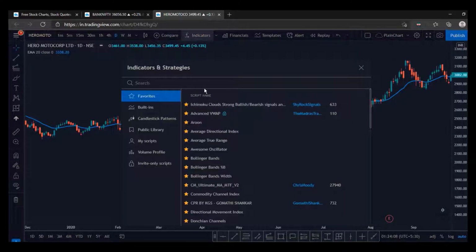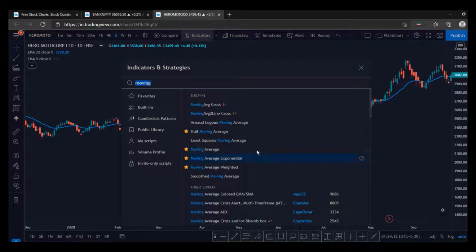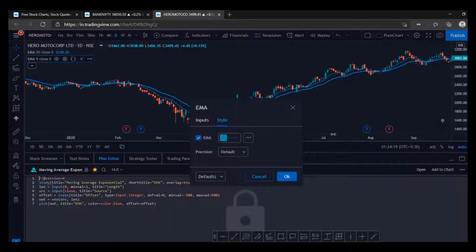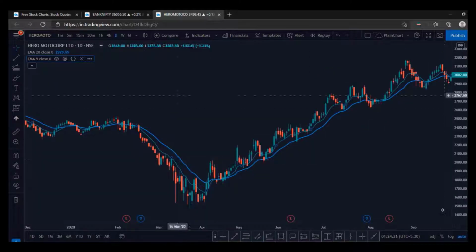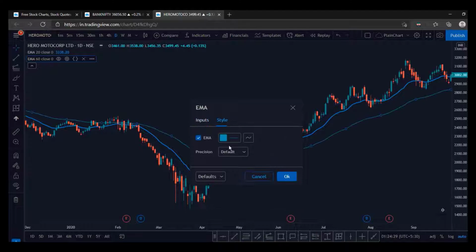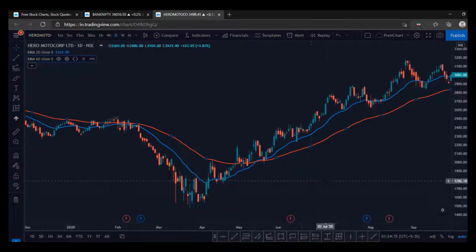Then select another moving average, exponential again, and this is going to be our slow moving average. I'll make it 60 days and I will choose a different color, that will be red. Okay, so let's see what the strategy is about.